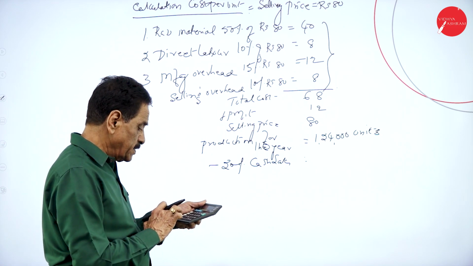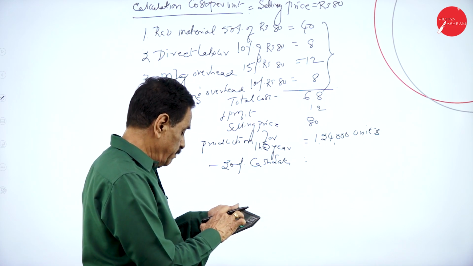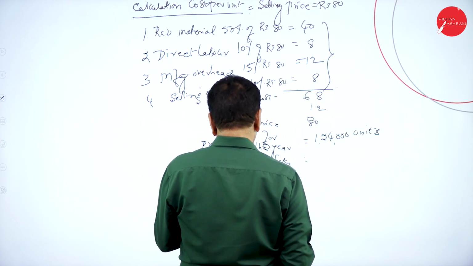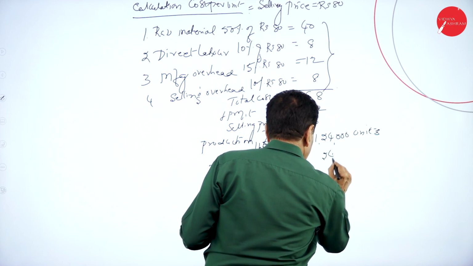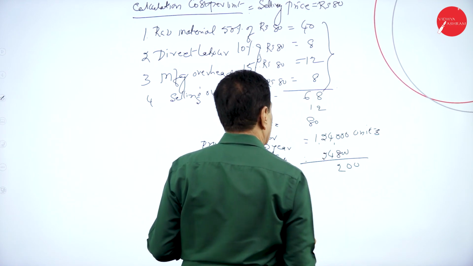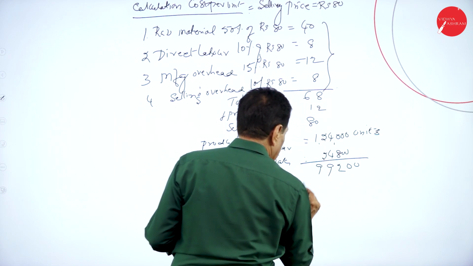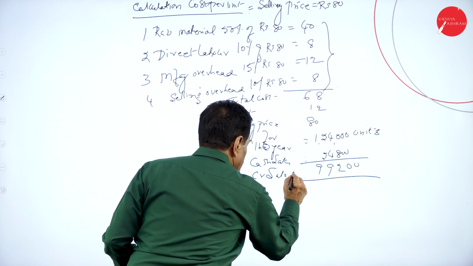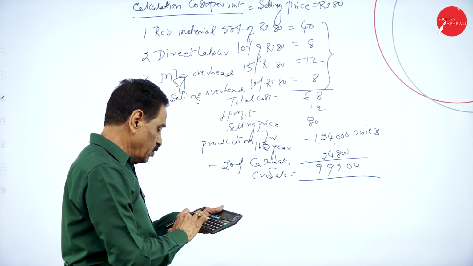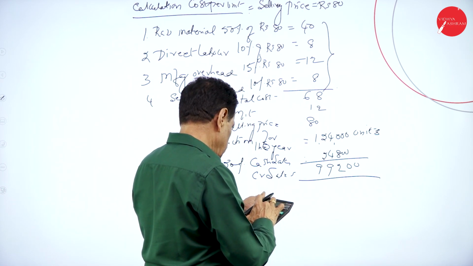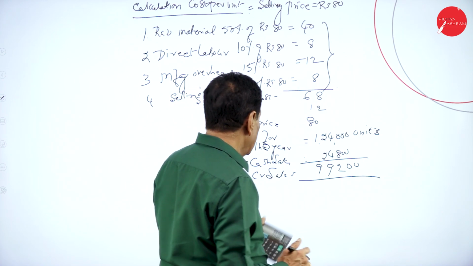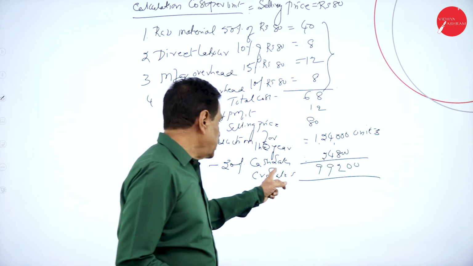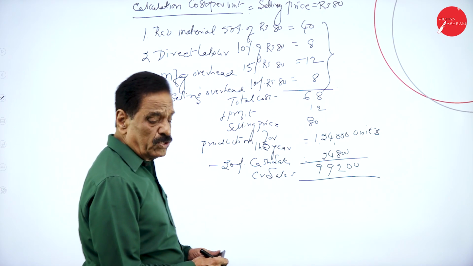1,24,000 divided by 5 is 24,800. Deduct this, and 99,200 is the credit sale. This is 80%: 1,24,000 into 80 divided by 100 is 99,200, the credit sale. So your total production is 1,24,000; the cash sale is 24,800 and the credit sale is 99,200.